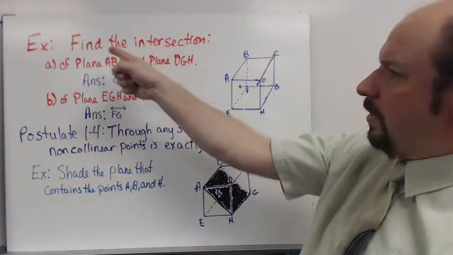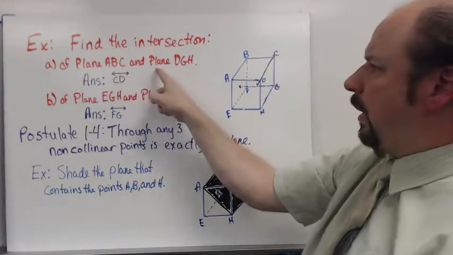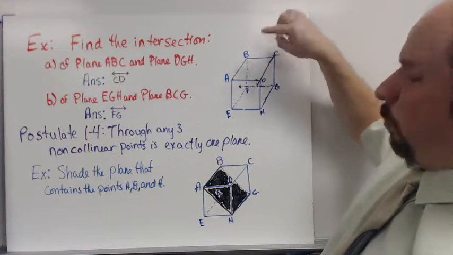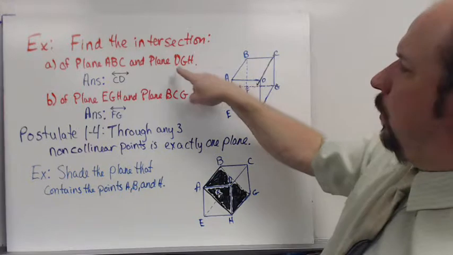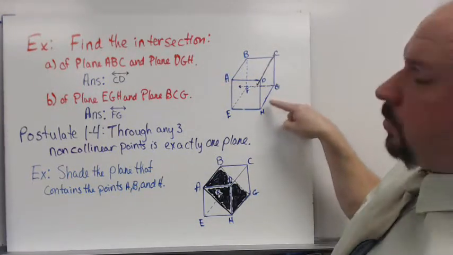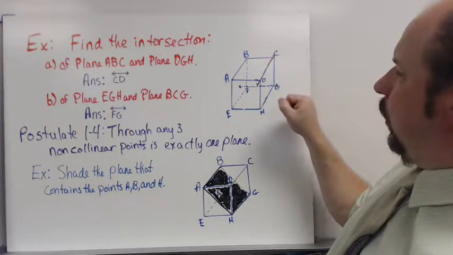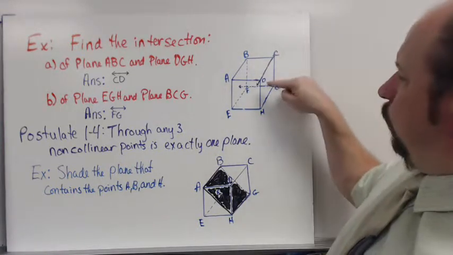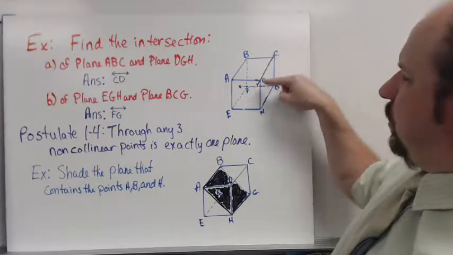Okay, so our next example: find the intersection, first of all, of plane ABC and plane DGH. If we look at our cube here, plane ABC is the top of our cube, and plane DGH is D, G, and H, so it is this side of the cube. The top of the cube and this side of the cube meet at this edge right here. So it is line CD.